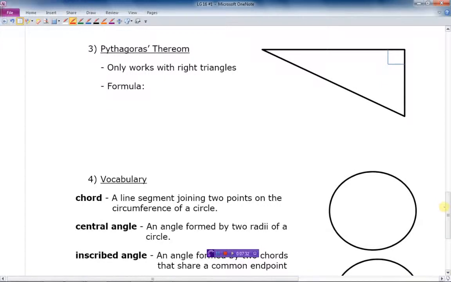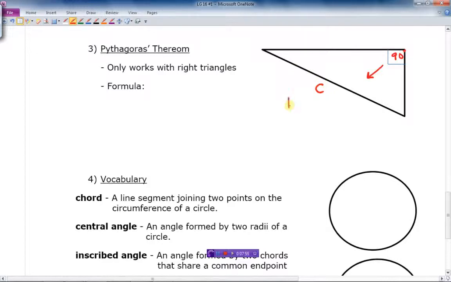Okay, the last little concept here before we do the vocabulary is the Pythagoras Theorem, or the Pythagorean Theorem. In this case, it only works with right triangles, so it has to have a 90-degree angle in it. So let's put that in here. This is 90 degrees, right? Now let's talk about the sides. The side opposite the 90 degrees is called the hypotenuse. We call that letter C.